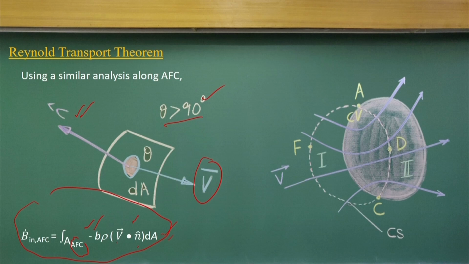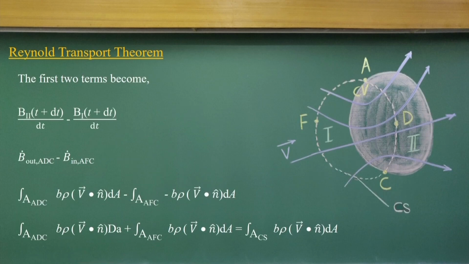If you have any doubt, you can follow up in any fluid mechanics book, in the chapter on the Reynolds transport theorem. Now, coming to the third part, the first two terms we can write as earlier. You will have the influx and the outflux, which can be written as integrals of influx and outflux, and if you combine them, you get the total cross section.